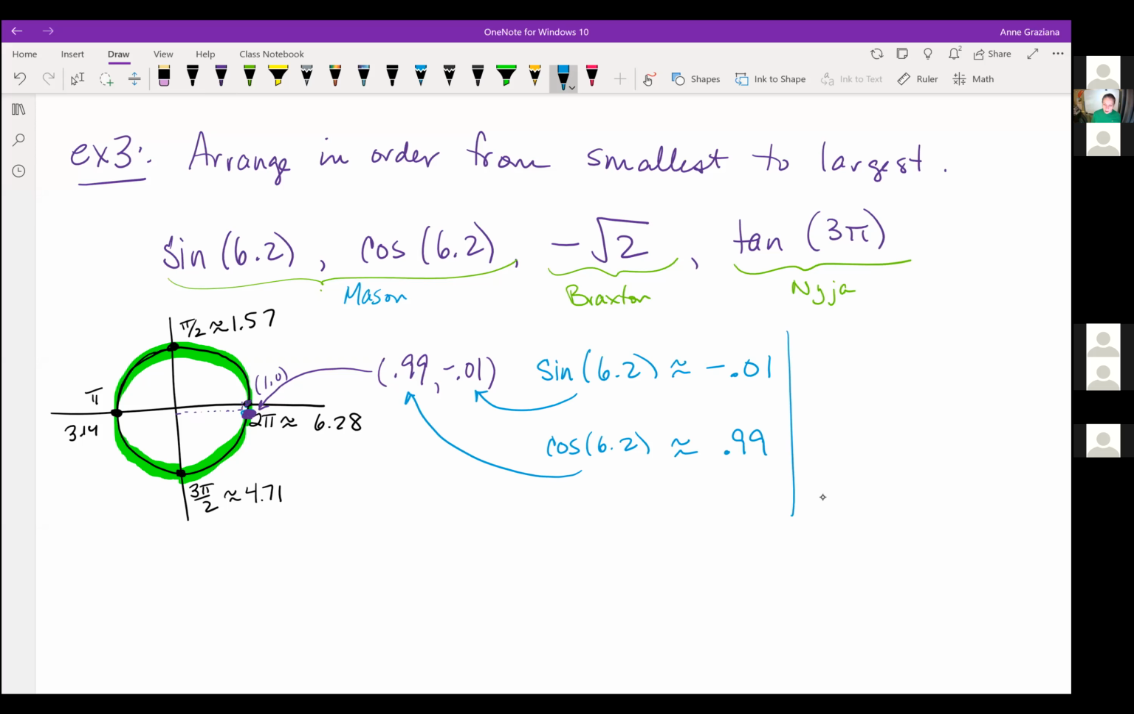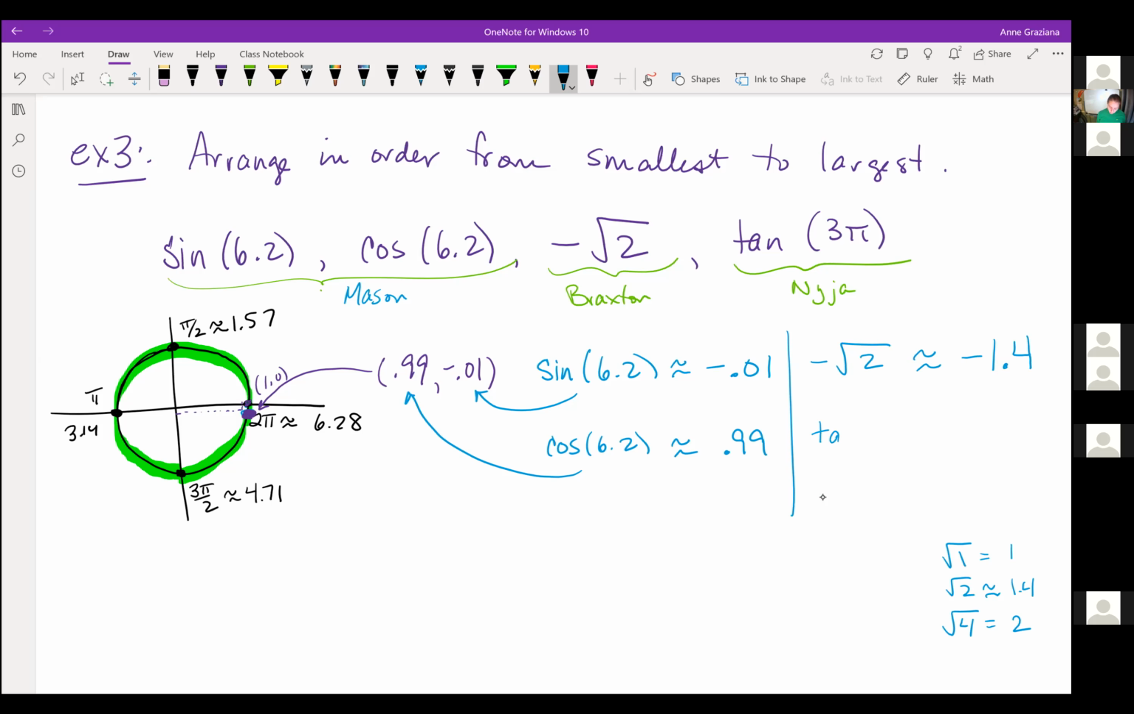All right, how about Braxton? Are you ready for negative square root of 2? What did you say that was approximately? I got negative 1.4. Yeah, okay. So square root of 2 is, again, going to be a number between square root of 1 and square root of 4. We know that that's exactly 1 and this is exactly 2. So this is going to be a little bit closer to 1, so probably 1.4. And it's negative.